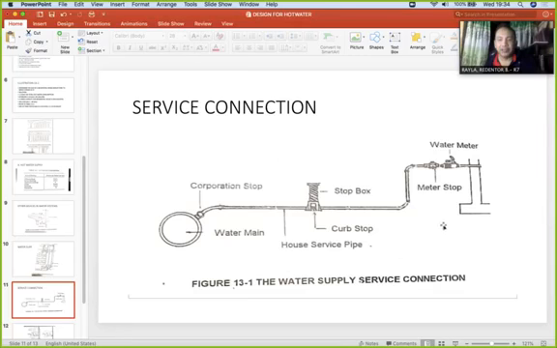No, so these are the things we can see from our local water supply. No, so for example, the Nawasa water.